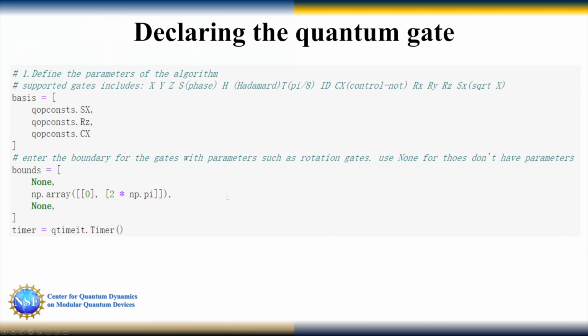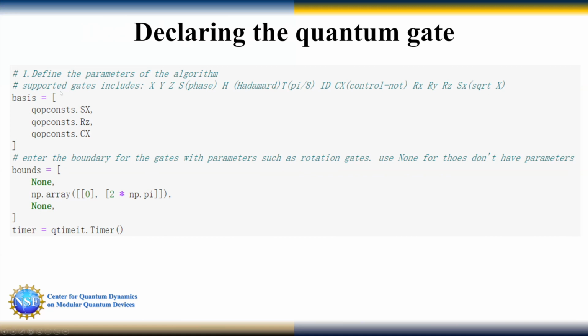Okay, the first step is declaring the quantum gates. You want to define the basis gate set you want. Currently, the supported gates include the X, Y, and Z gates, the phase gate written as S, the Hadamard gate written as H, and the pi/8 gate written as T. It also includes the identity gate, the controlled-NOT gate, rotation X, rotation Y, rotation Z, and finally the SX gate, the square root of X gate.